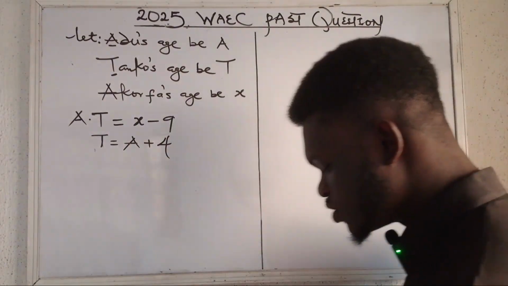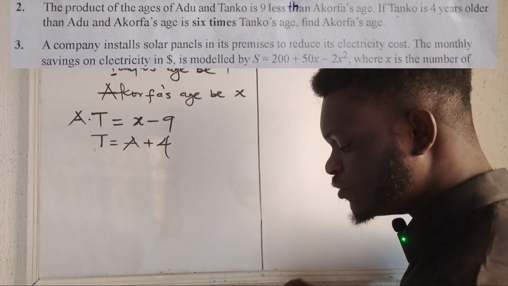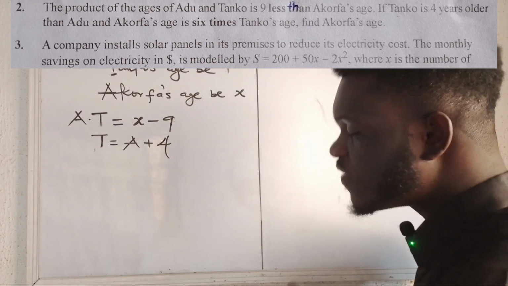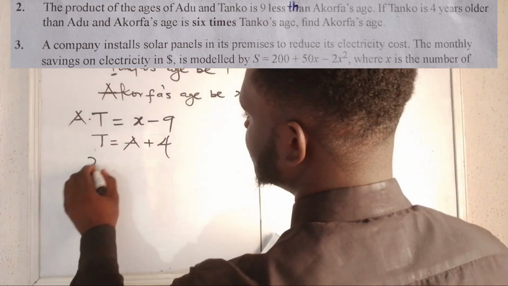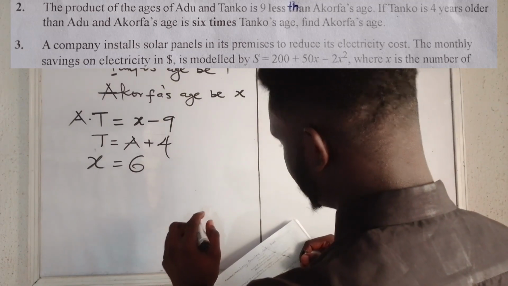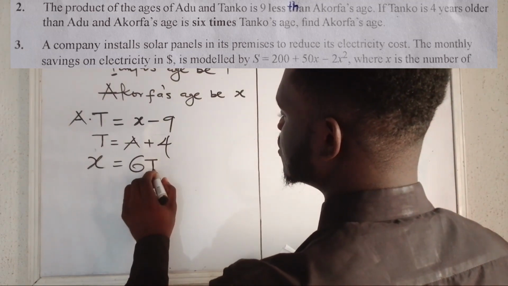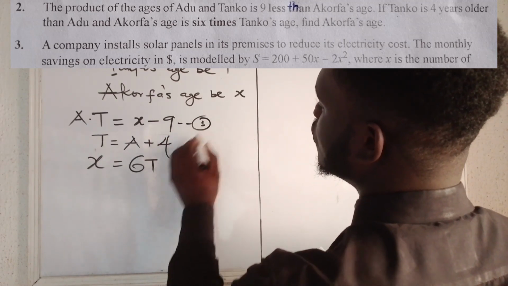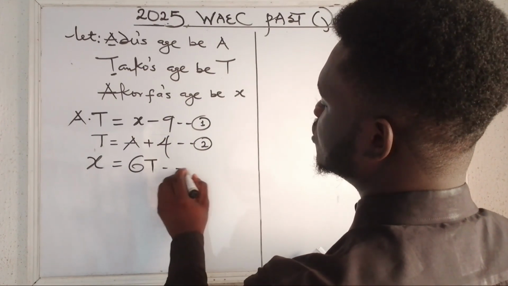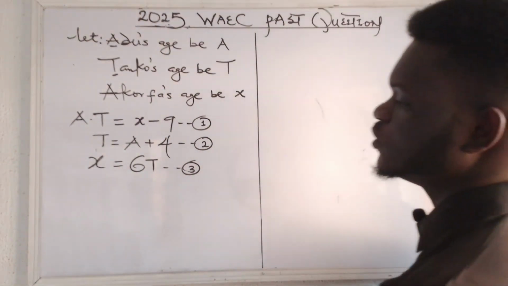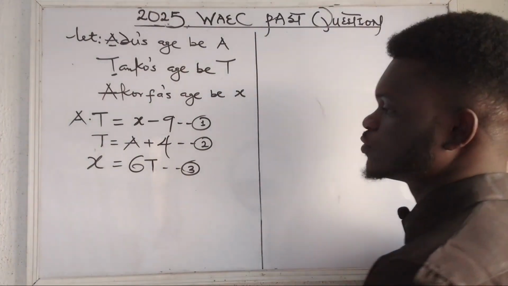So note that. The next statement says that Adu and Akofa's age is 6 times Tanko's age, and Akofa's age is 6 times Tanko's. Yes. So these are the 3 equations we have been able to deduce from the statements. Now from here, without wasting much time, let's just do a little substitution. That's what we can do quickly.